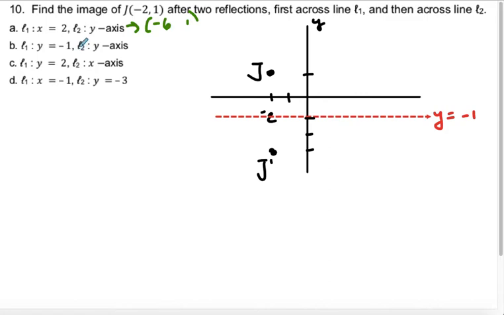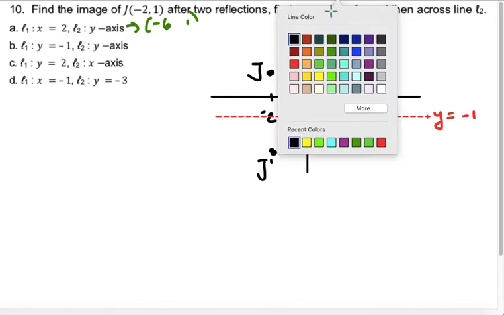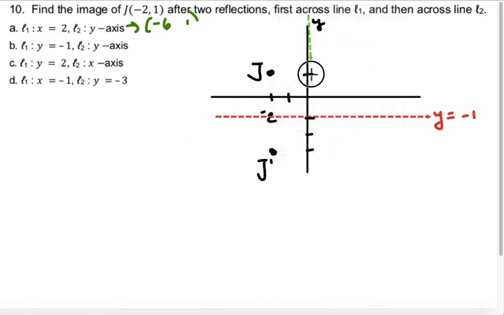Now it wants me to reflect it over the y-axis. So I'm going to draw another line and make it green. This is the y-axis. Now I have to count my units from where J prime is to where the line of reflection is.